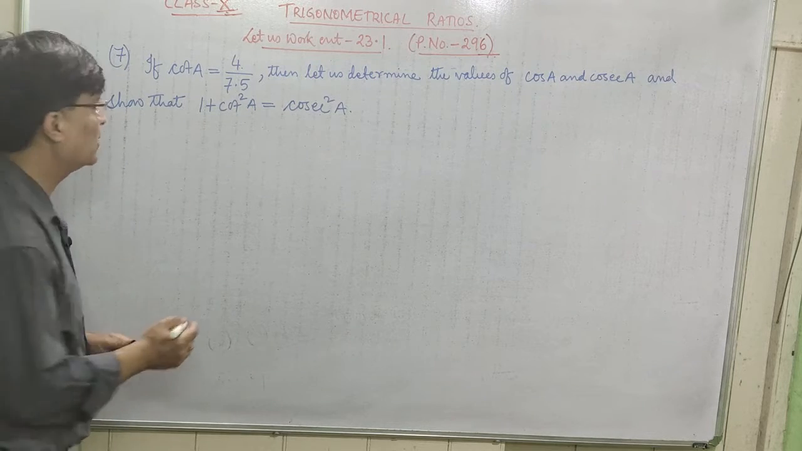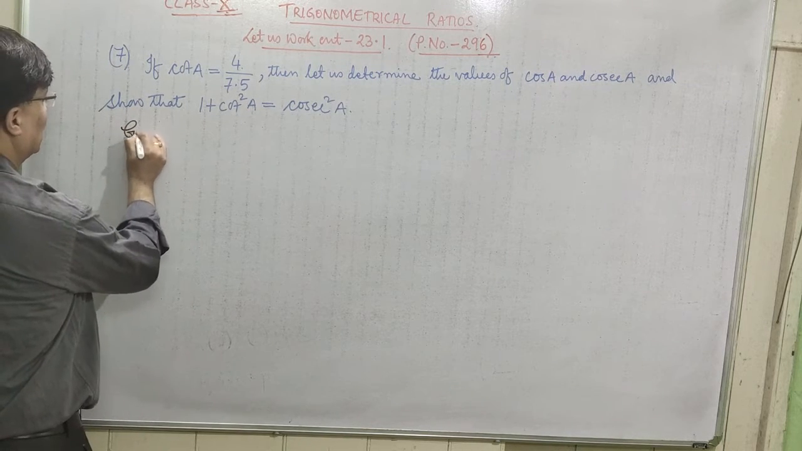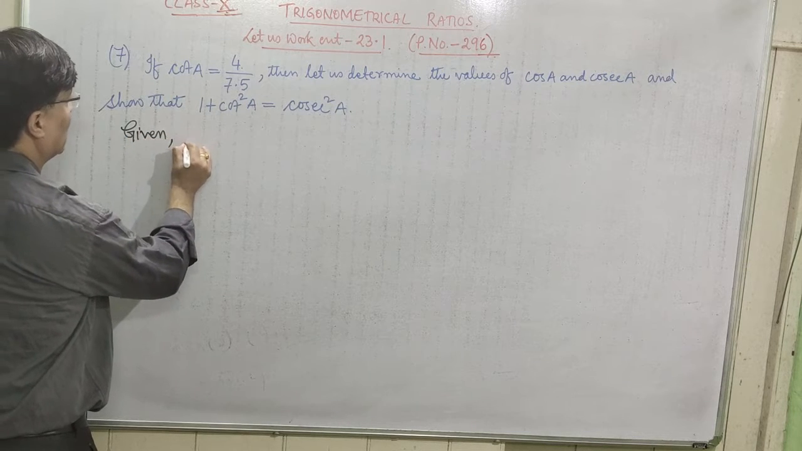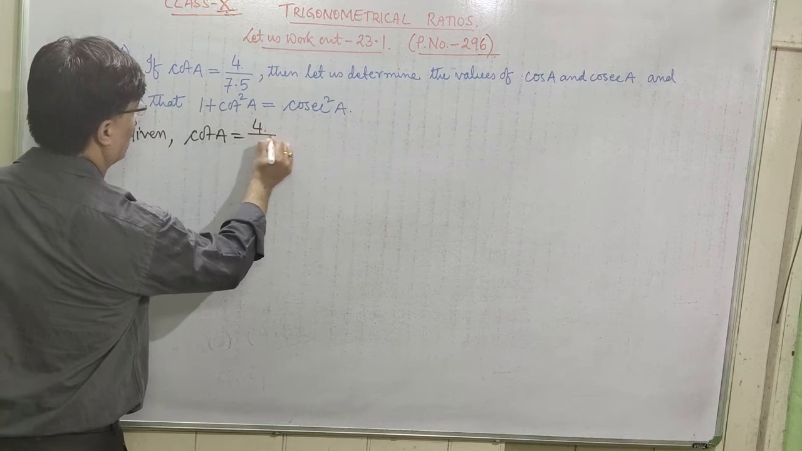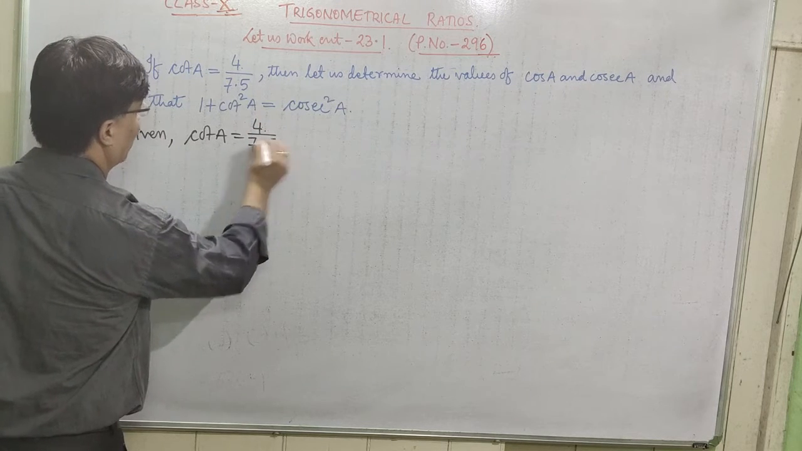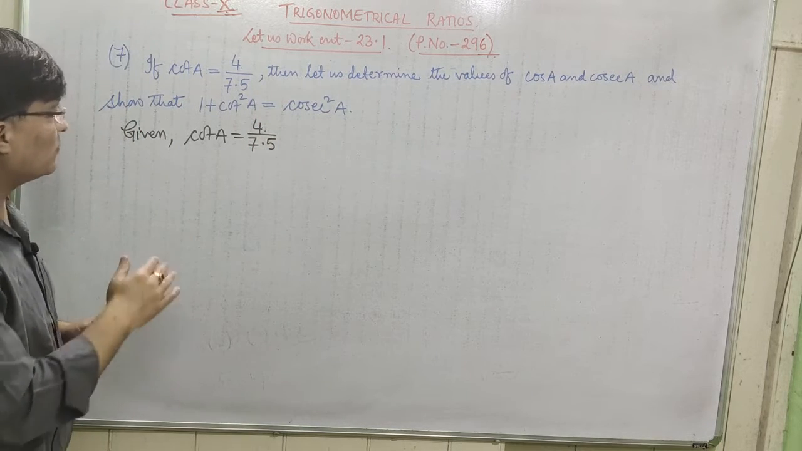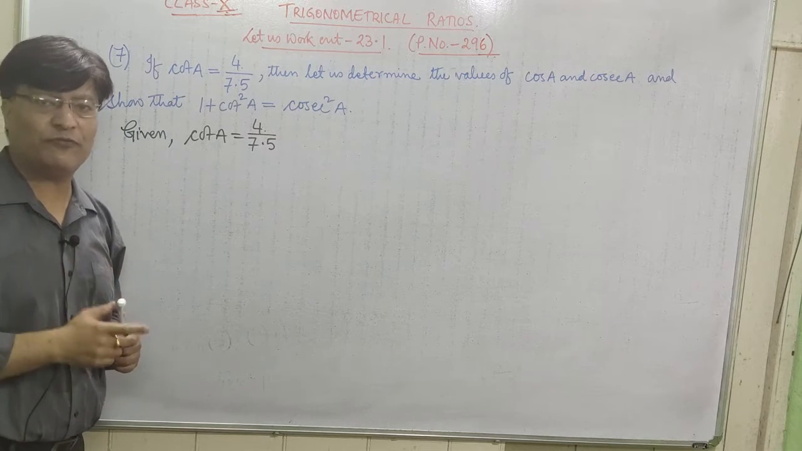So let us do it. What is given here? Given is cot A is equal to 4 upon 7.5. Let us convert this decimal into a fraction.